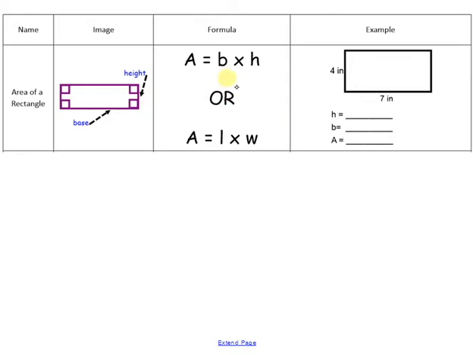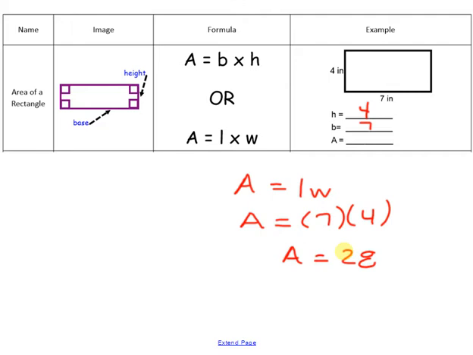Basically, the area of a rectangle is base times height. So this is the base, this is the height, or you can think about it as length times width. In our example, the height is 4, and the base is 7. If area equals length times width, then our length, our base, is 7, and our width, which is our height, is 4. So the area of this shape is 7 times 4, which is 28.